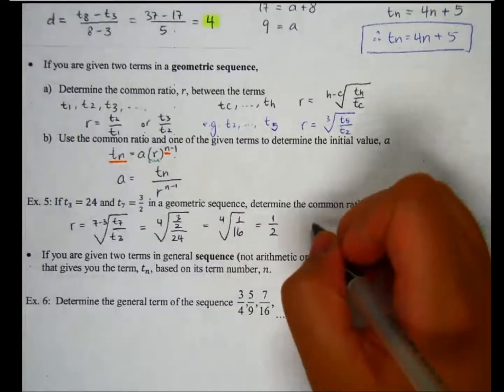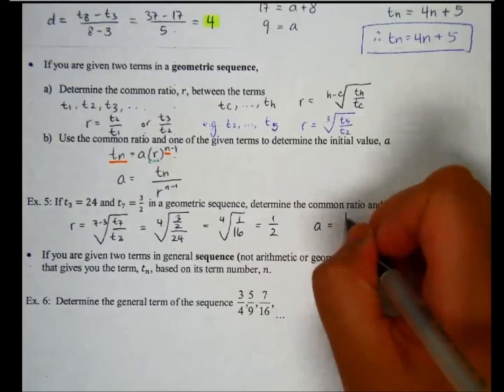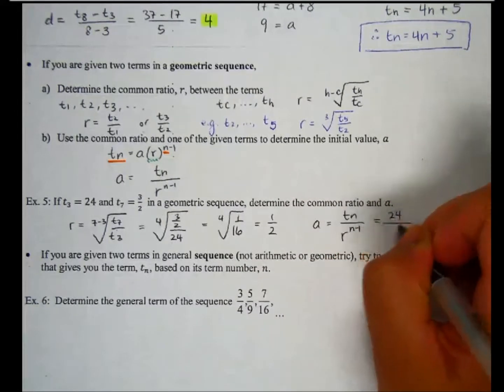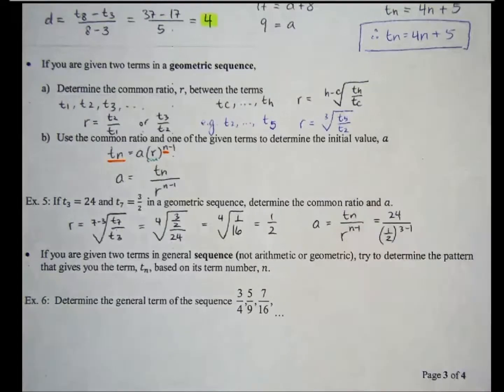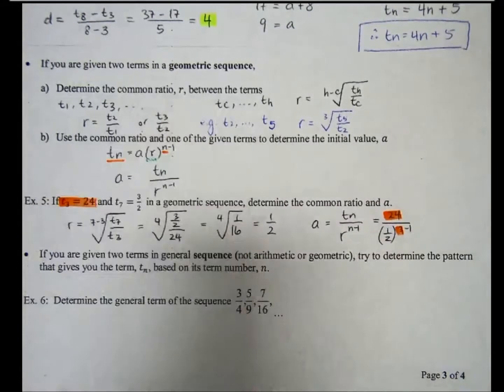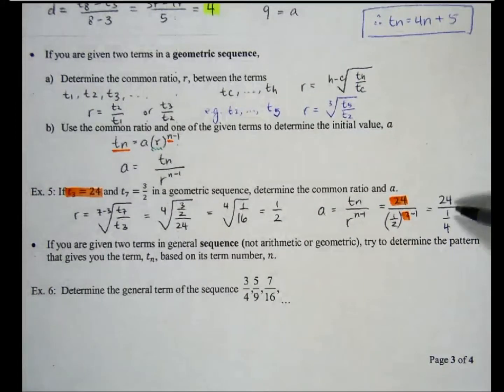And once you have that, you can find A by doing Tn over R to the power of n minus 1. So I'll take 24 for Tn, and R I just found is half, to the power of 3 minus 1. This 24 and this 3 comes from the fact that the third term is 24. And so you get 24 divided by a quarter, which equals 96 as your initial term.